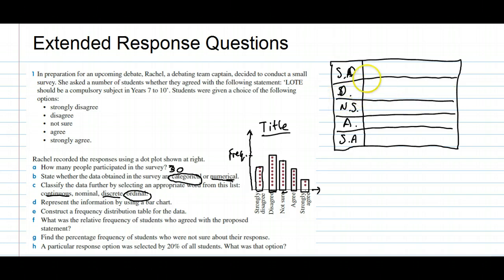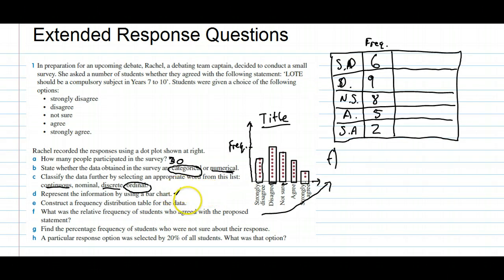Okay, once we've done that, then this is going to be the frequency here. So frequency distribution table, there are 6 strongly disagrees, there are 9 disagrees, there are 8 not sures, 5 agrees, and 2 strongly agrees. So there's a frequency distribution table.